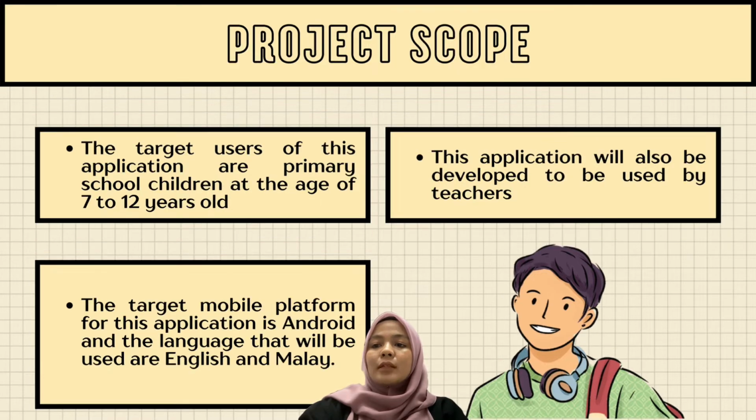Next is project scope. The target users of this application are primary school children at age of 7 to 12 years old. This application will also be developed to be used by teachers. The target mobile platform for this application is Android, and the languages that will be used are English and Malay.